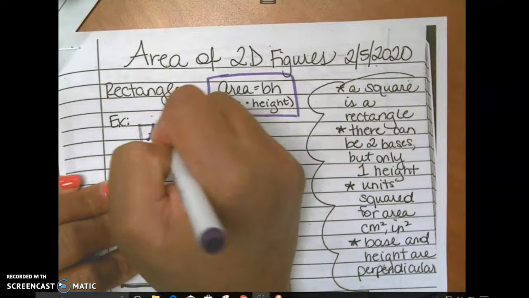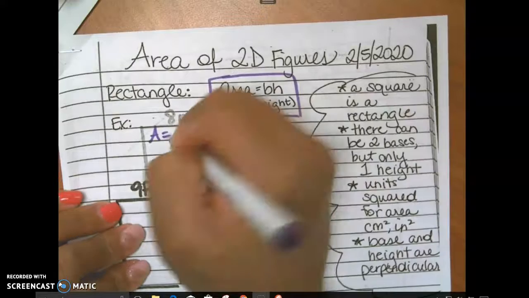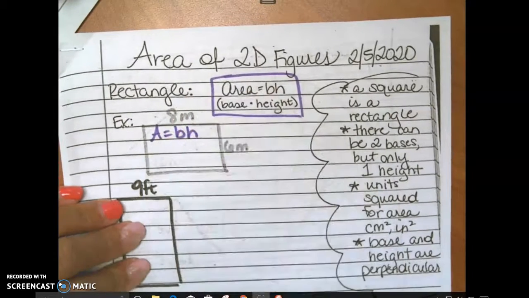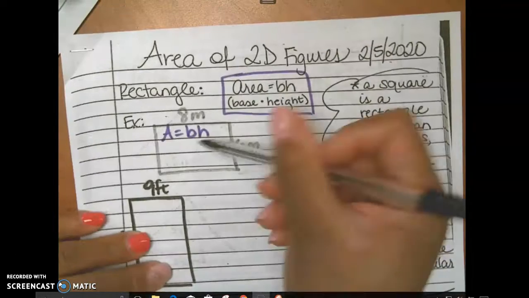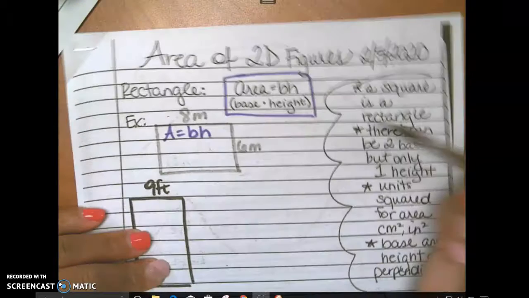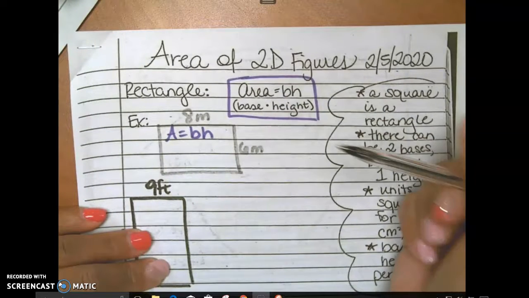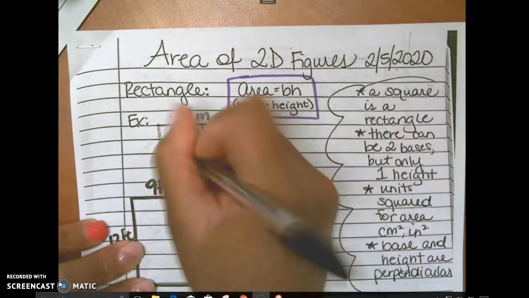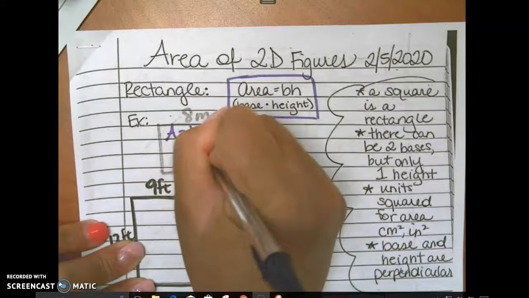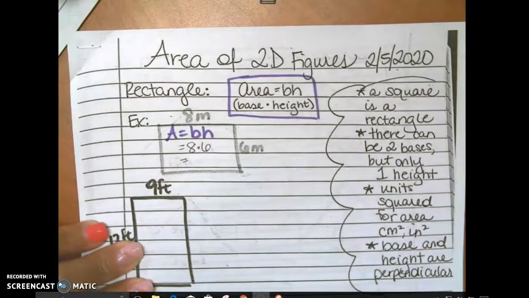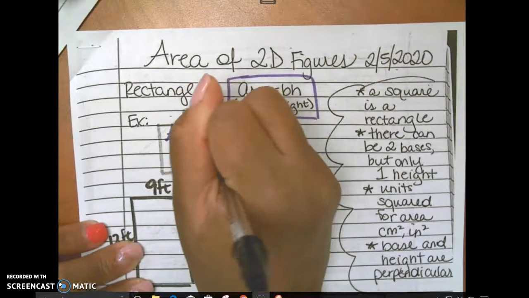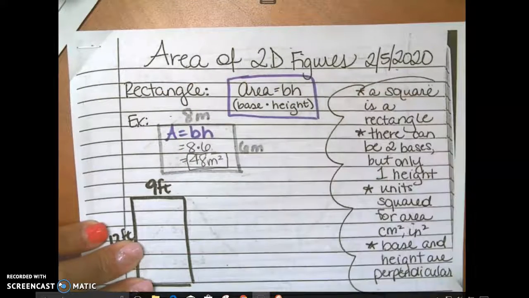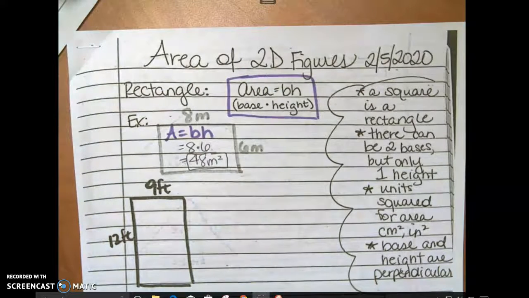So right inside my square or rectangle, I'm going to write my formula, area equals base times height. Then I'm going to substitute. That means plug in the values that I need. What is my base? 8 meters. And what is my height? 6 meters. So this is just 8 times 6, which is what? 48 meters squared.